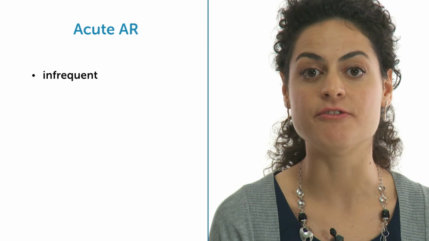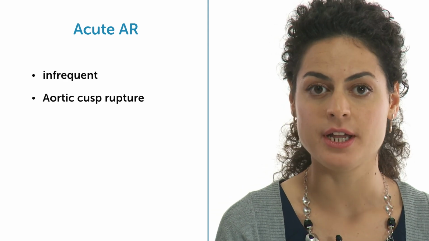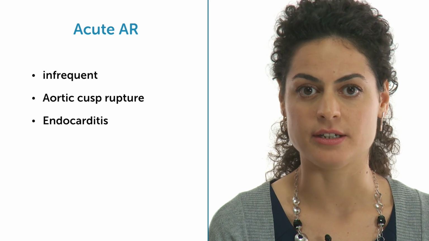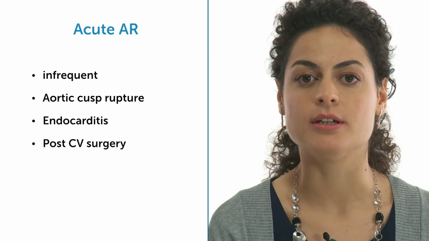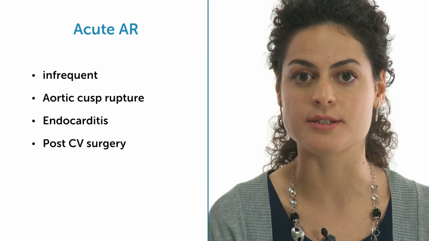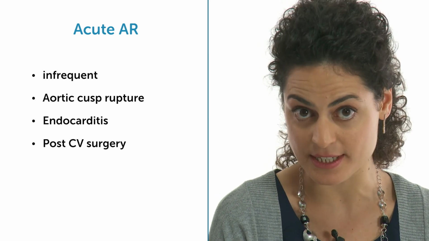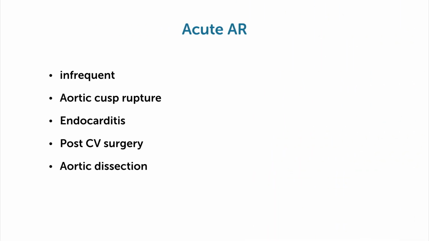So to sum up, acute AR is infrequent. It can be due to aortic cusp rupture, especially in the context of endocarditis. It can be also related to cardiovascular surgery, for instance, partial detachment of a prosthesis in aortic position, or can be due to aortic dissection. Yes, Anna, this nicely summarizes acute AR, and it concludes our chapter on aortic regurgitation.